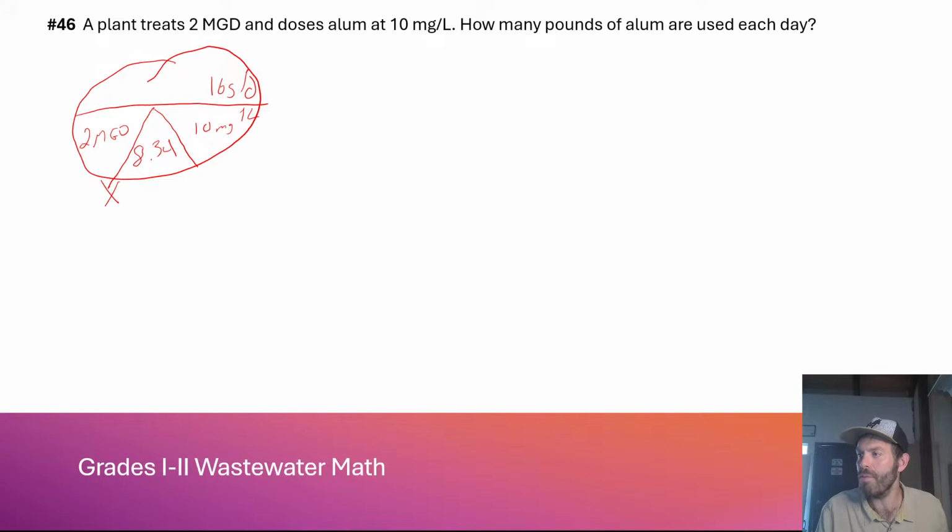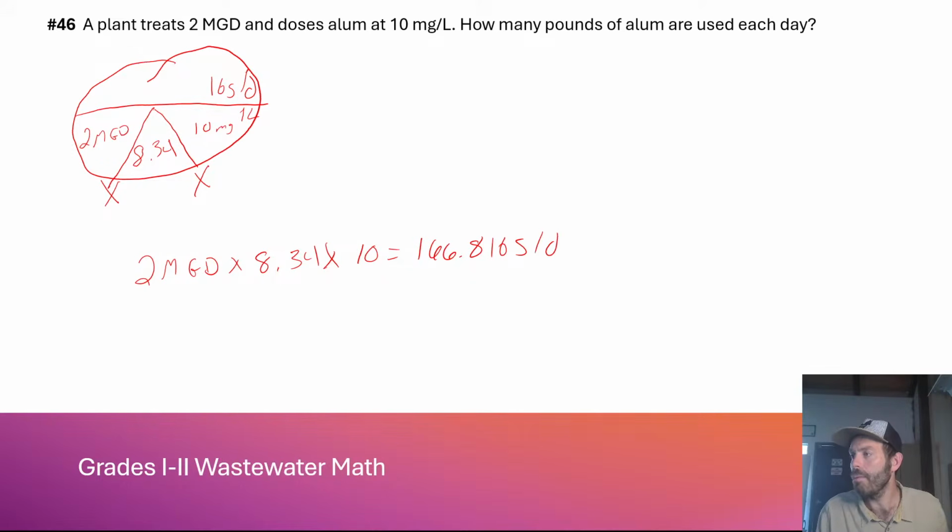So all you do is multiply across the bottom. 2 times 8.34 times 10 gives you the number on the top. So 2 times 8.34 times 10 gives you 166.8 pounds. That would be the answer. The other way I write it nowadays is 2 mgd times 8.34 times 10, 166.8 pounds per day. So that's it.